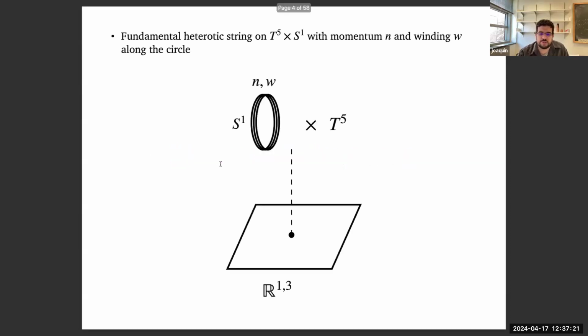So let me begin by explaining this system I'm going to study. I will be interested in states in the heterotic string. We'll consider the fundamental heterotic string compactified on a 6-dimensional torus down to 4 dimensions. We'll consider states where the string is wrapped around one circle of the torus, with some momentum n and winding w. From the 4-dimensional point of view, this will look like a point excitation in the non-compact space, and the momentum and the winding will appear as charges of this 4-dimensional particle.